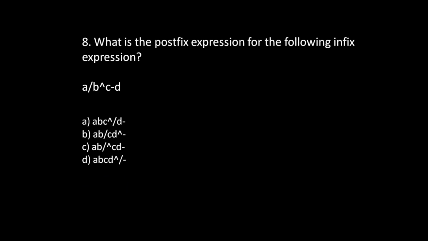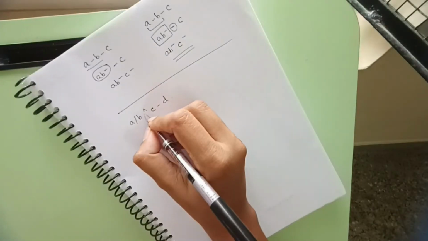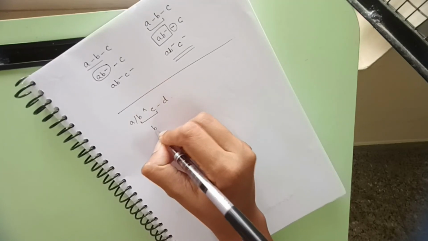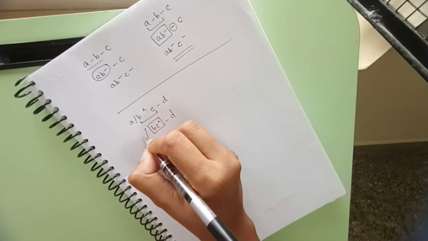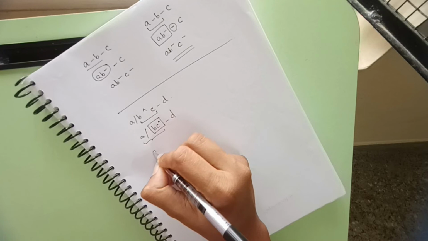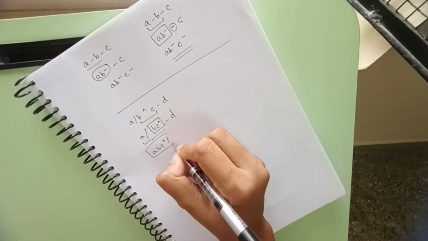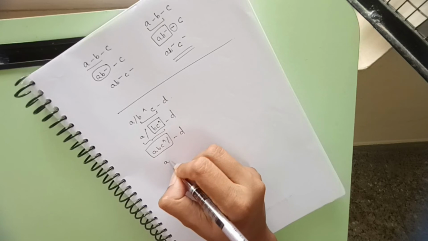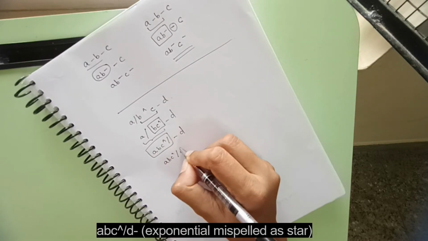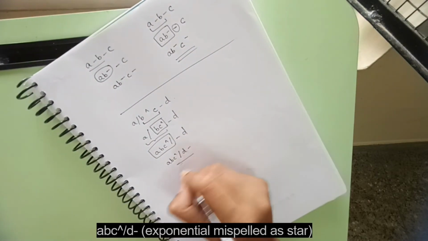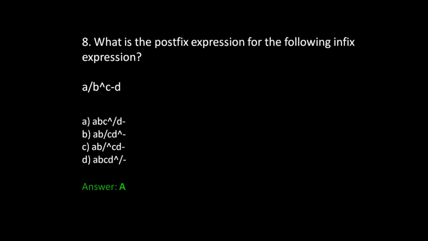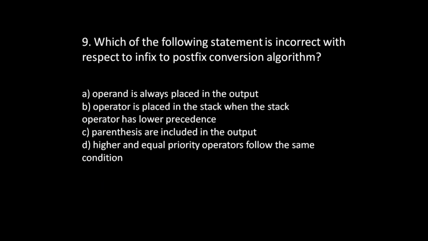Next, the 8th question. Again we are given an infix expression, and we have to do the postfix conversion. Let's start. Here the exponential operator has higher precedence. So B, C star. Next is the division operator. So A, B, C exponential operator divide this one minus D. So now A, B, C star slash D minus A. This is the answer. The answer is option A.